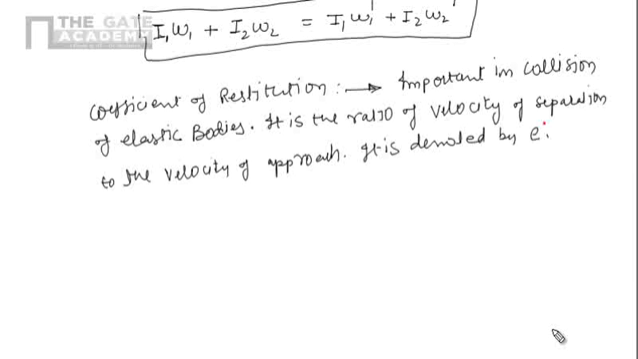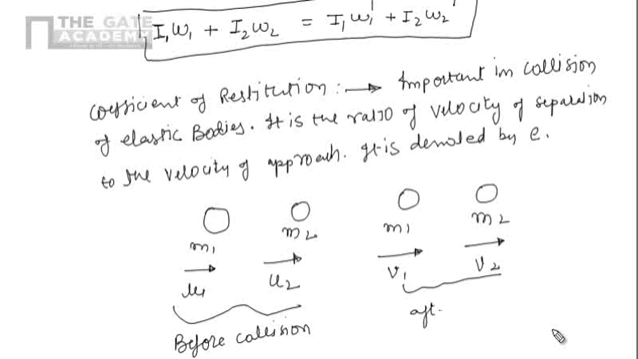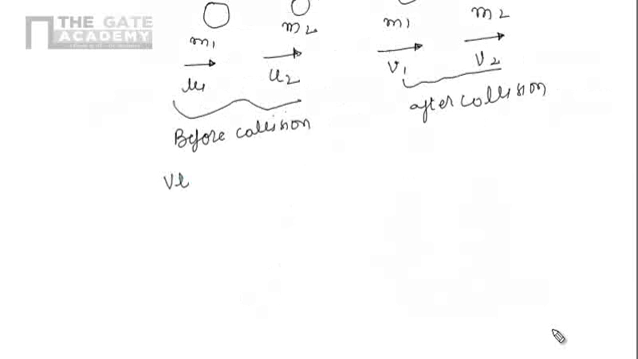Now we have to understand what the velocity of separation is and what the velocity of approach is. Let's take two elastic bodies M1 and M2. Here the velocities are U1 and U2 before collision, and after collision the velocities of M1 and M2 will be V1 and V2 respectively. This is before collision and this one is after collision. Now we see the velocity of approach.